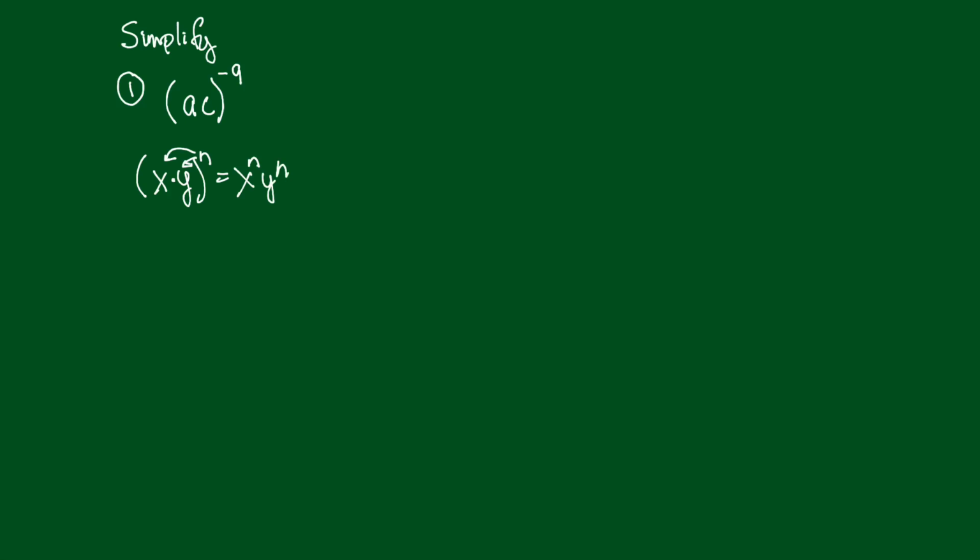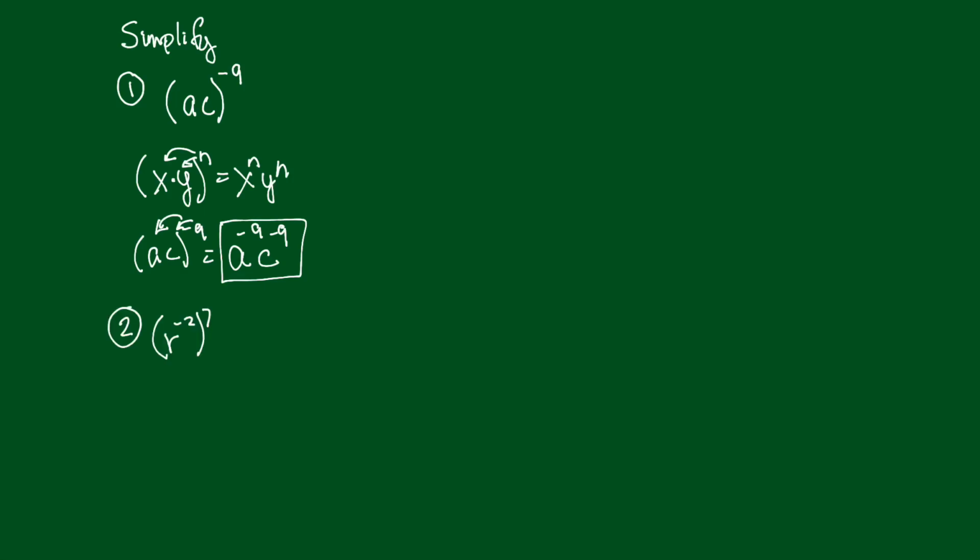So in our case, that a times c to the negative 9, I'm going to take that negative 9 and distribute it to each of those factors. So I'll get a to the negative 9, c to the negative 9. That looks like an a. Let's make it a 9.